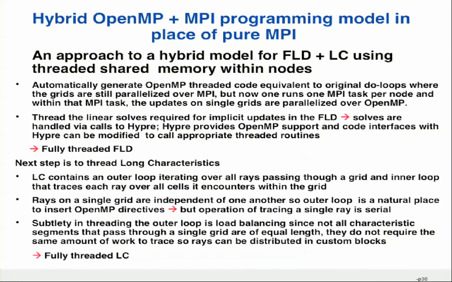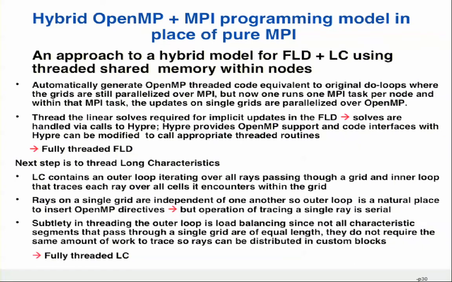The way you can do that is to automatically generate OpenMP threaded code equivalent to the original do loops, where the grids are still parallelized over MPI. But now one runs one MPI task per node, and within that task updates on single grids, which are parallelized over OpenMP. Then you've got to deal with the implicit solves.